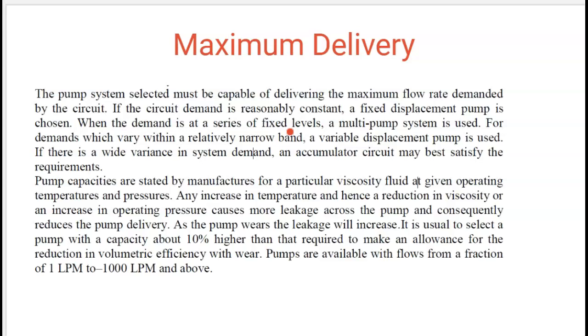So then what we do is we use a multi-pump system where we can turn on multiple pumps to provide different flow rates. For demand which varies within a relatively narrow band, a variable displacement pump is used. If there is a wide variance in the system demand, we put in an accumulator circuit which satisfies the requirement. Now, the pump capabilities and efficiencies are stated by the manufacturer for a specific fluid, with a particular viscosity, at a different pressure, at a different temperature.